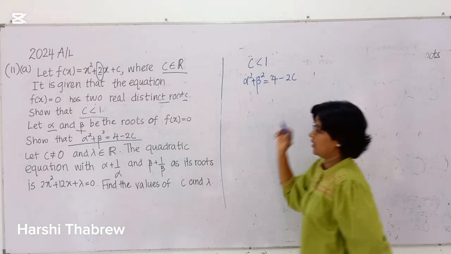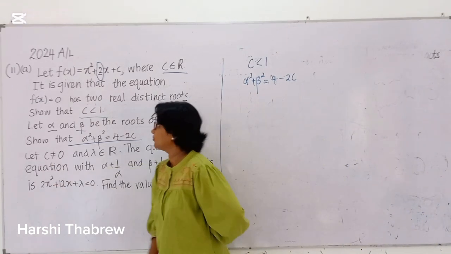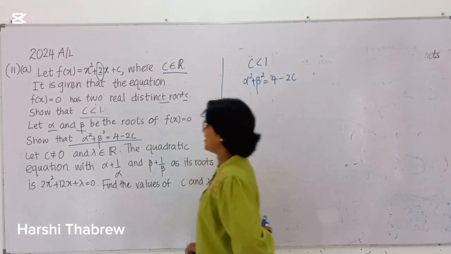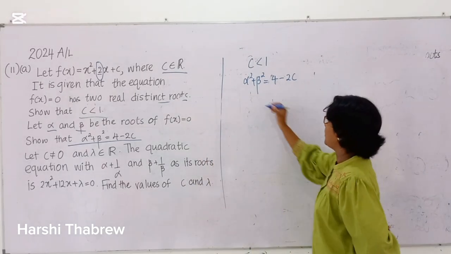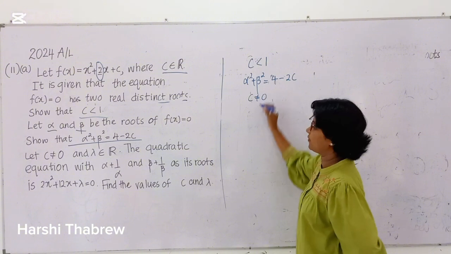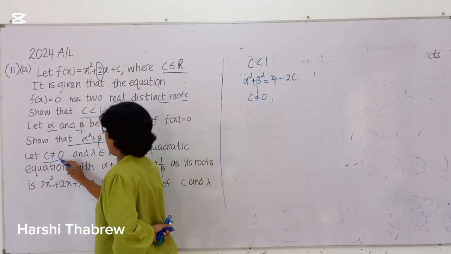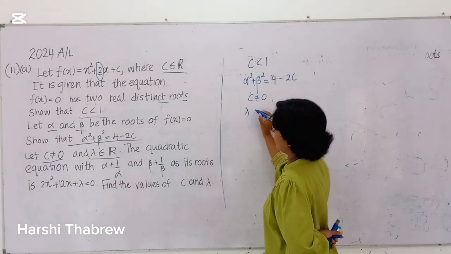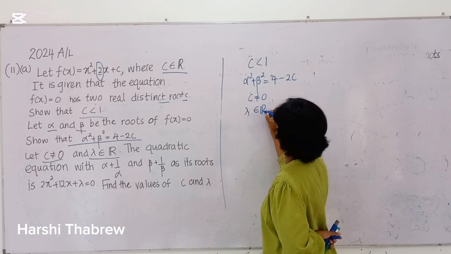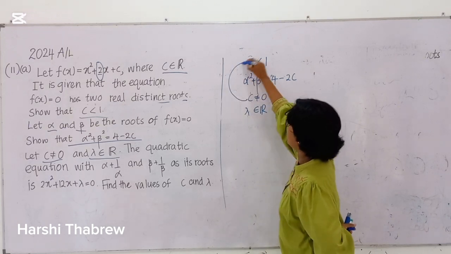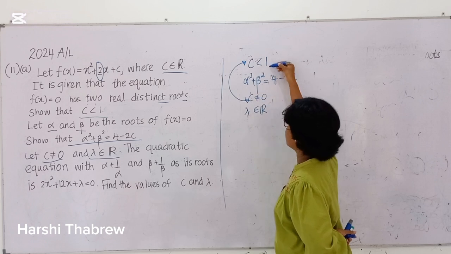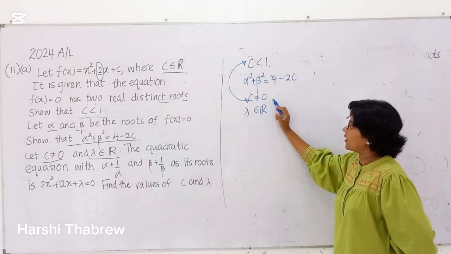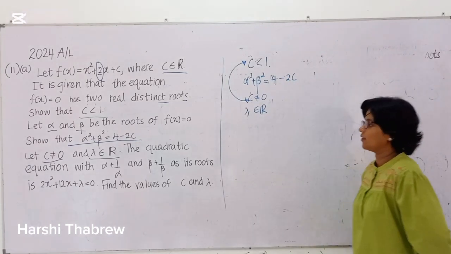In the last part of part A, it's given that c is not equal to 0. It's important. And lambda is an element of real numbers. So you should consider these two: c less than 1 and c is not equal to 0.